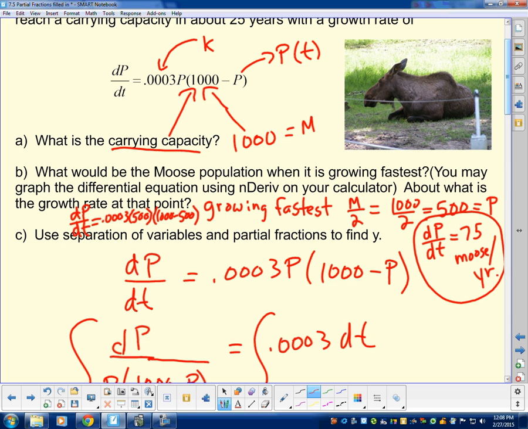So that's something that will show up on the AP exam, just knowing if I'm calculating a growth rate and I'm already given a derivative, we just plug it into the derivative. If I'm given a certain time and I want a population, I would plug it into the original. No. Moose per year. Moose per year. It's going to be moose dp per year. The acceleration would be year squared, but all right.